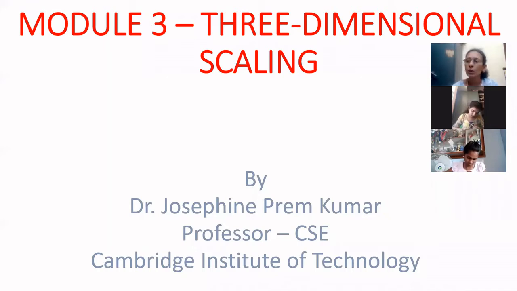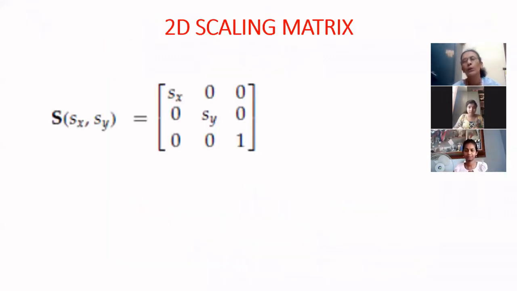Next, we saw rotation. Rotation changes the orientation of the object. The size remains the same. Next, we see scaling. With scaling, we see that the size of the object varies.